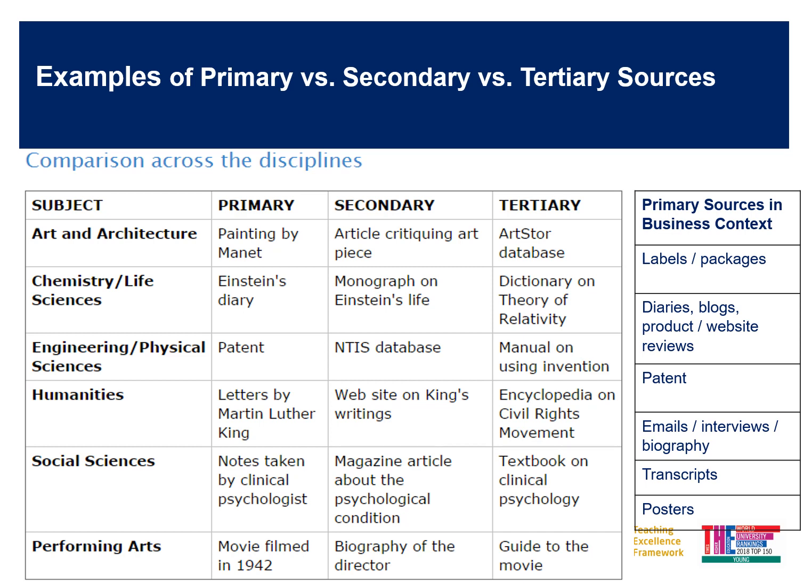And the primary sources in a business context could be diaries, blogs, or product website views, for example on a Facebook sales section, where people post their views or post-purchase reviews, and that is a primary source, isn't it? But if somebody uses that in their research, and you put it in your research, that is secondary data, isn't it? But it's a primary source, isn't it? Patent, emails, interviews, biographies, transcripts, posters, these are all different primary sources in a business context.